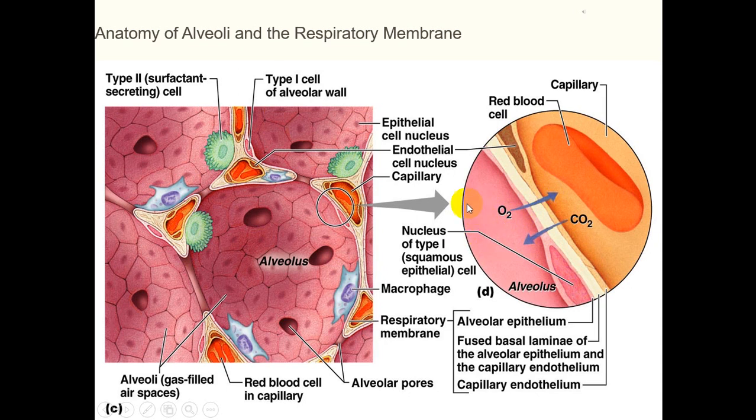We can also observe some pores in the alveolar walls, and these pores are there to equalize the pressure gradient among the alveoli. We can also observe macrophages, which are the first line of defense here in the alveoli. After this exchange, the deoxygenated blood is converted into oxygenated blood, and the pulmonary capillaries then drain into the pulmonary veins, which take the oxygenated blood towards the left atrium.